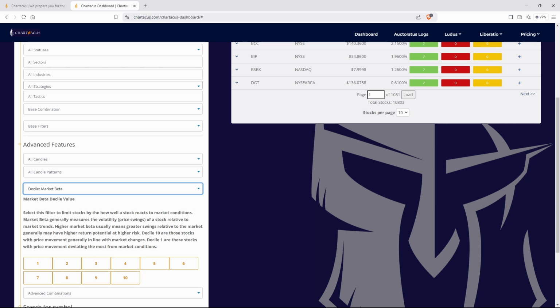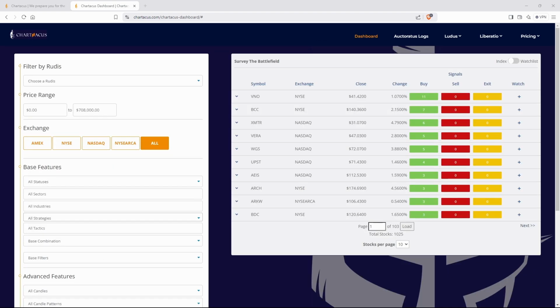Let's pick the top decile, number 1, and click apply. The list has 1,025 total stocks in the top decile by market beta. And that's about 10% of the 10,000 Chartacus has in its universe. Because the market has been rising recently, let's sort the list by price change in descending order to see who has moved the most as the market has risen.